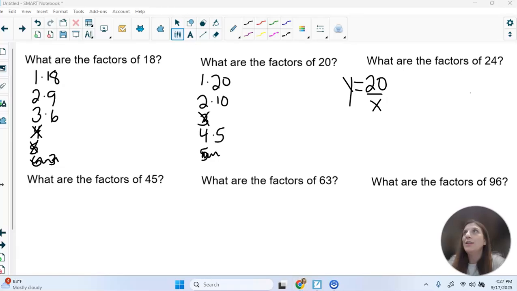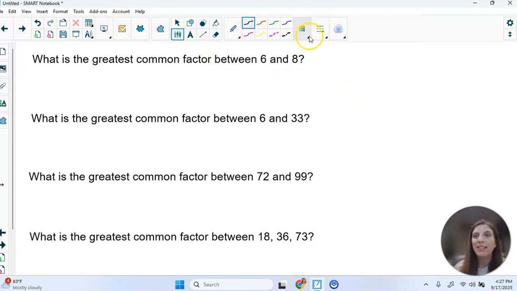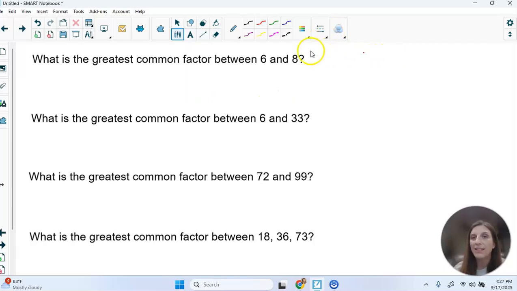You will also need to be able to find the greatest common factor. So if it had asked you, what is the greatest common factor between 6 and 8, and you were doing this in elementary school before you had access to the calculator, you would have made your factor list for 6.